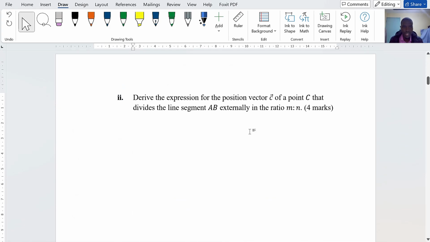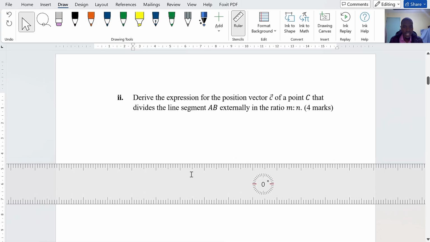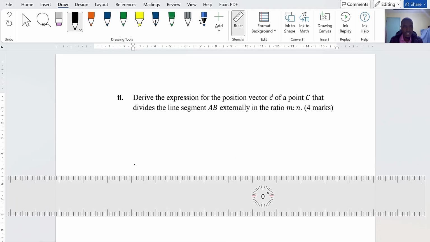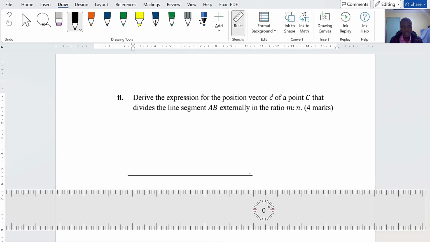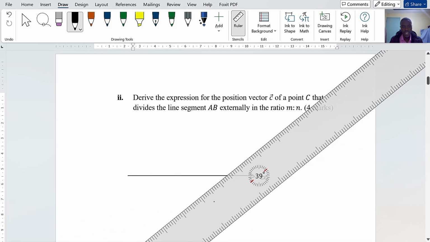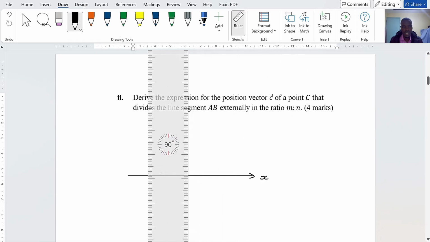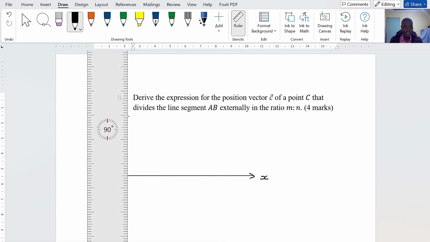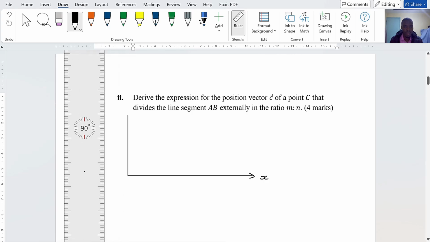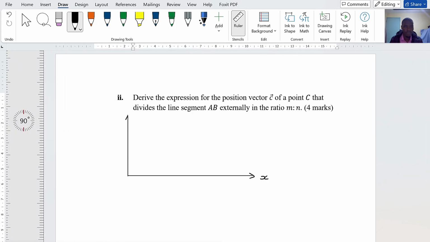Good. Now I'll draw the XY coordinate the way I did before for internal division, but we'll have a small difference. So this one is X. Now let me draw the Y coordinate. It's perpendicular to X, so this will be Y. Now I have my O, the way we did.